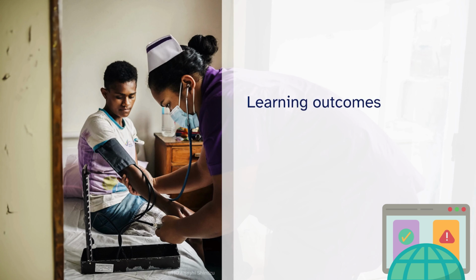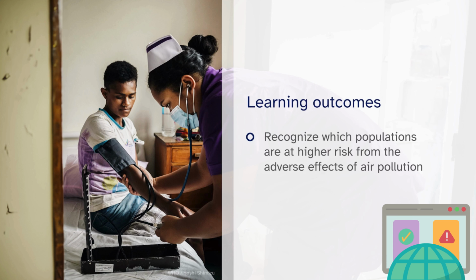By the end of this unit, you will recognize which populations are at higher risk from the adverse effects of air pollution. To understand who is at higher risk from the adverse effects of air pollution, it is important to clarify the concepts of susceptibility and vulnerability.